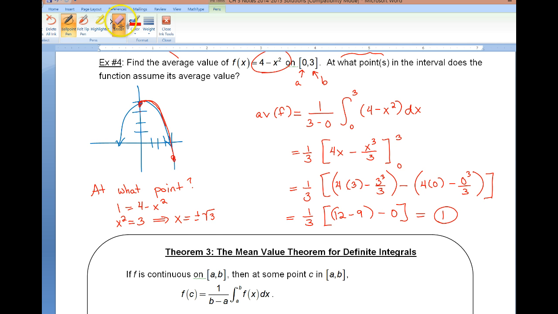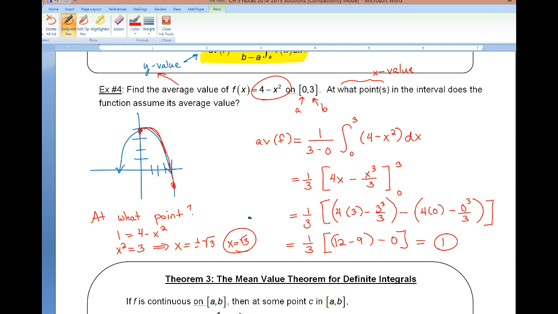Why not? Good. It could be negative, but look at your integral, or your bounds, excuse me. It went from 0 to 3. Is negative root 3 in that interval? No way. So we just want the positive part.